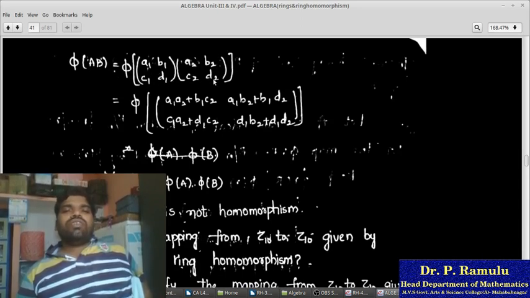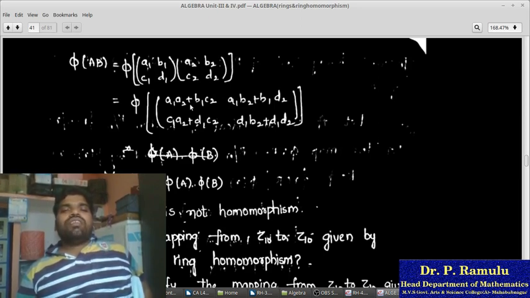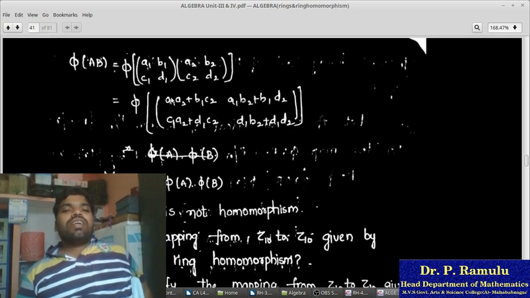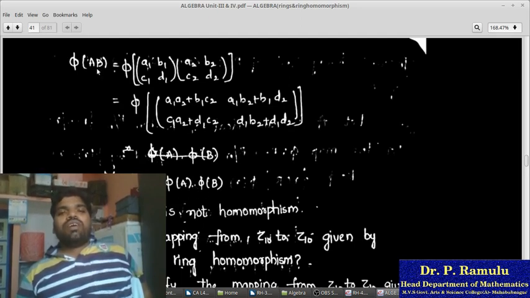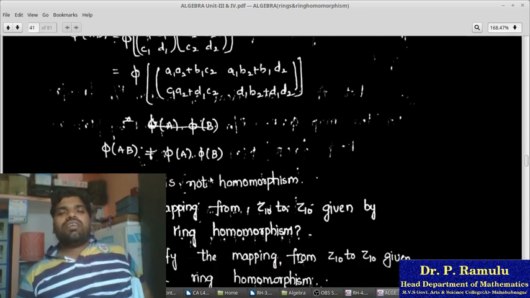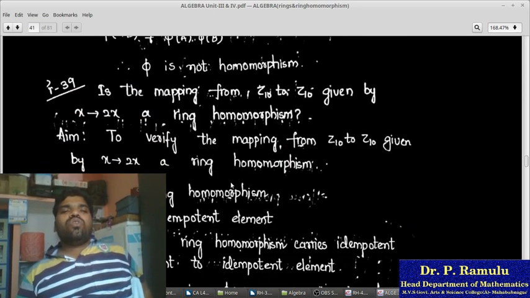Similarly, second condition: pi of AB. If I multiply, we will get this expression, a1 a2 plus b1 c2 according to the definition. But pi of A pi of B equal to a1 a2. Pi of AB is not equal to pi of A times pi of B. Therefore, pi is not a homomorphism.